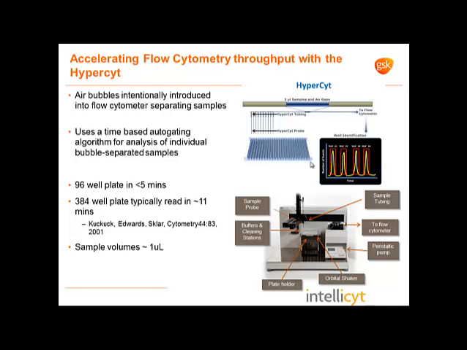And the software is clever enough to actually identify what is a bubble and what is a well. So here you can see the number of events versus time. As the sample goes through, you can see a number of cells come up, and then as a bubble goes through, there's no cells coming up. So this time-based AutoGating can be used to identify the wells or separate bubble from sample.